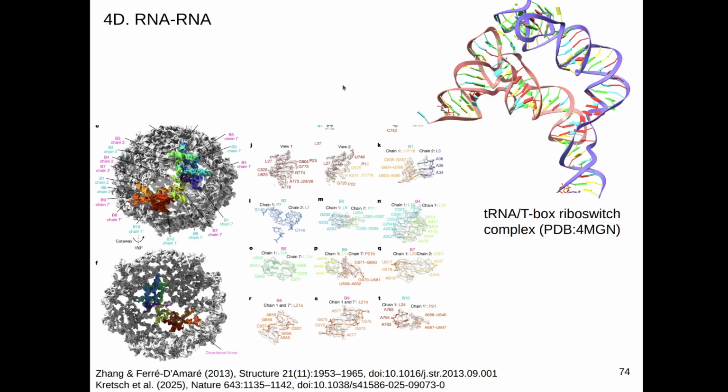RNA, of course, a single chain of RNA can interact with other chains of RNA. This is an example of a T-box riboswitch interacting with a transfer RNA. So here we have two sets of interactions. Here the interaction is derived mostly through stacking. So here we have stacking of two base pairs. Here are actually intermolecular base pairs.